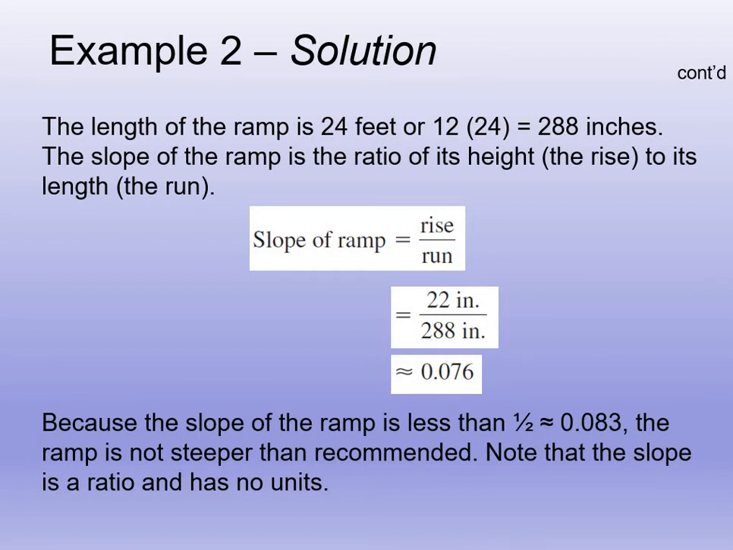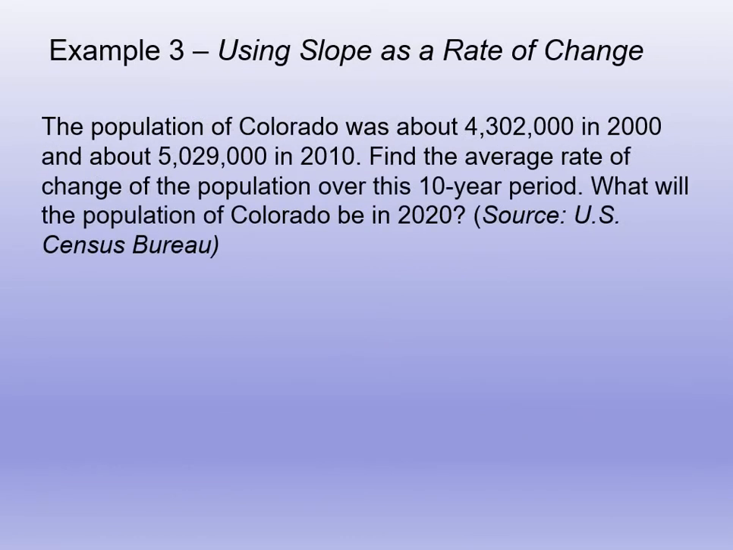They do have to follow those kinds of guidelines in real life, so there's a real life application of slope. So slope is rate of change here. Just another example: the population of Colorado was about 4.3 million in 2000 and about 5 million in 2010. Find the average rate of change of population over this 10-year period.